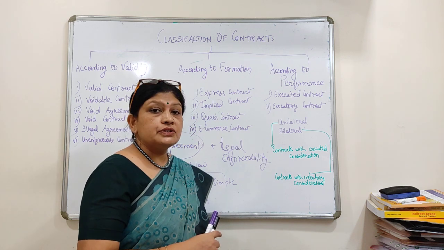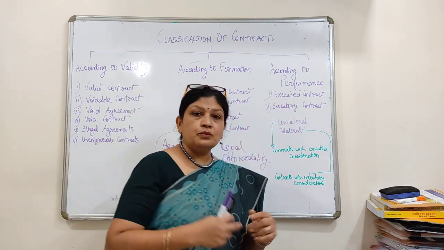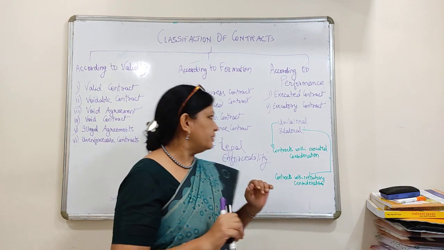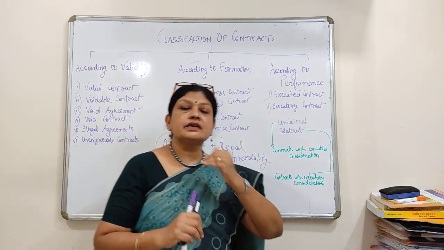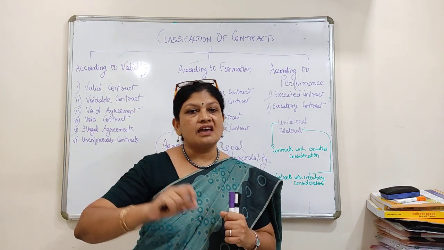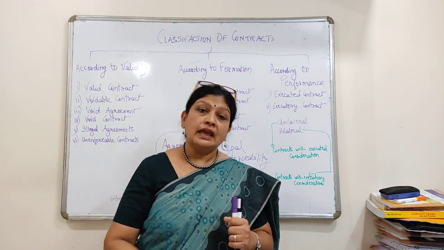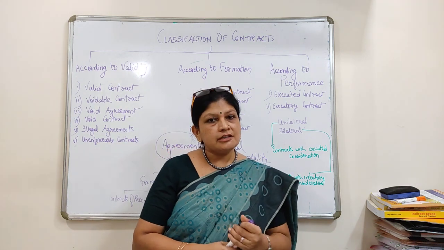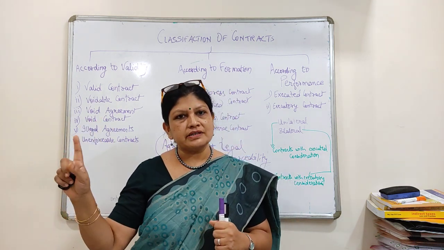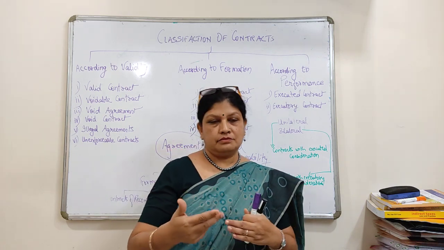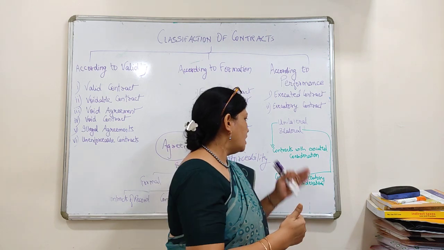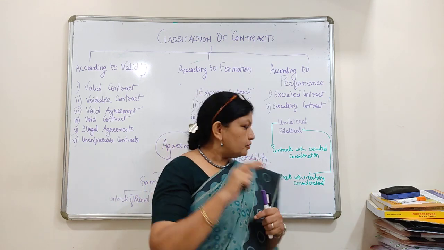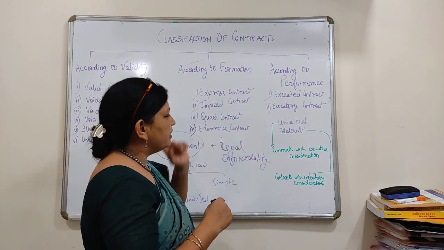So the first is executed contract. Executed contract is a contract in which the parties have performed the contract. Happy ending, nothing remains to be done. And executory contract means the parties have not performed their obligations. In executory contract, we can say it is unilateral or bilateral. Unilateral means when one of the parties has performed the contract and the other party has still not performed the obligation, and bilateral is when both the parties have not performed their obligations. So this is the classification as per the Indian Contract Act.